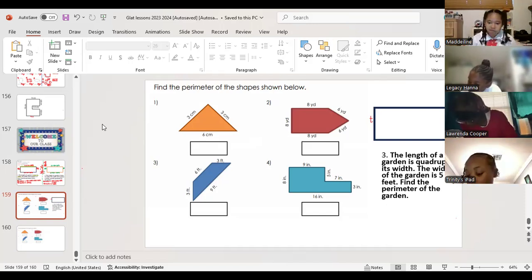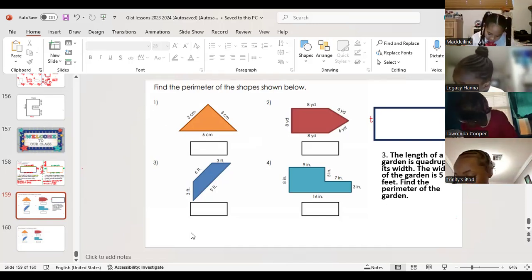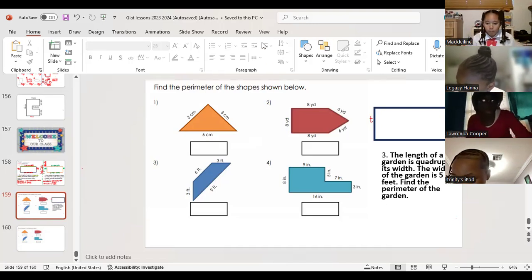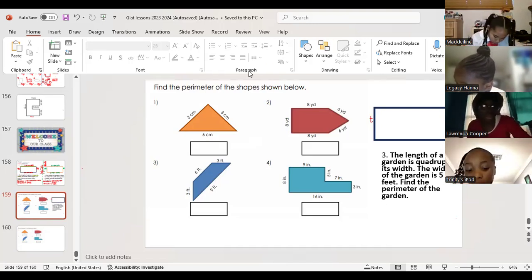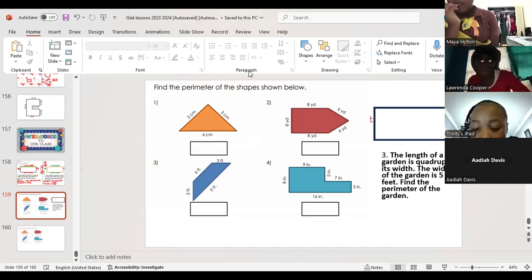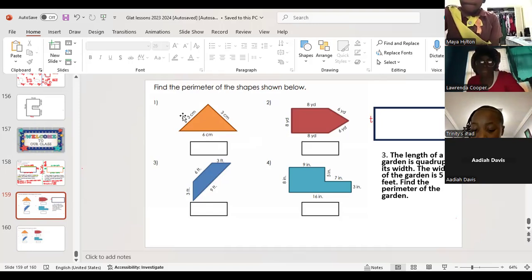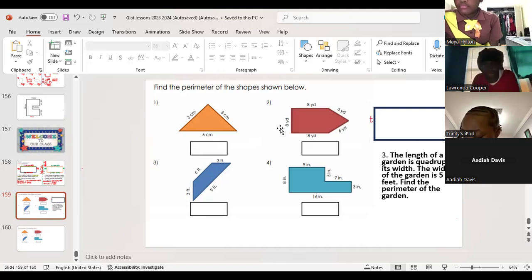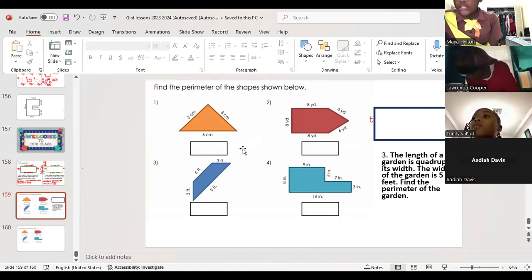All right. Lorenda, what number you on? Maya, are you doing the second one? Number 7. I'm done. Are you doing the second one? I'm done. You done with these 4? Yes, sir. Okay, that's what you mean when you say you finish.